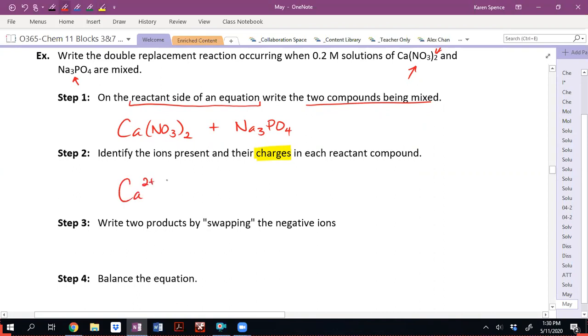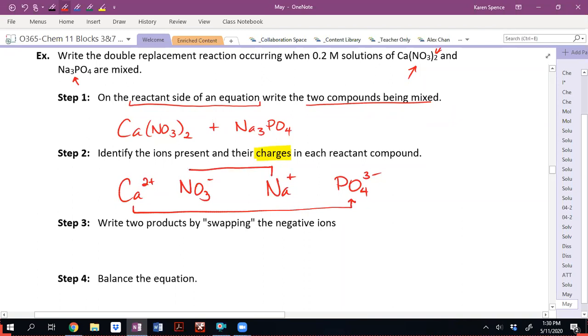So our ions are calcium, which you can look up. It has a 2+ charge in column 2. Nitrate, you can look it up. It has a -1 charge. Sodium is +1, and phosphate is 3-. Now calcium is going to get together with phosphate, and sodium is going to get together with nitrate. So everybody's going to swap partners, okay? Because sodium was originally with phosphate and calcium was originally with nitrate.